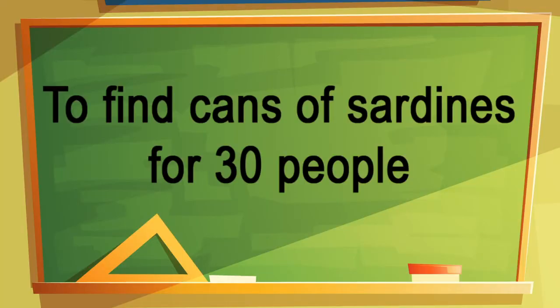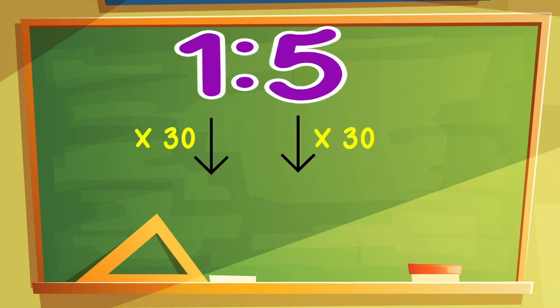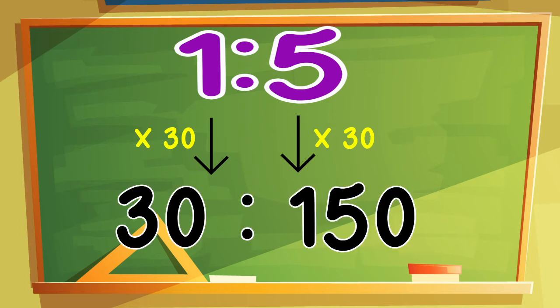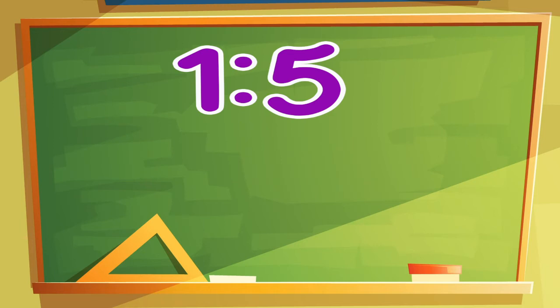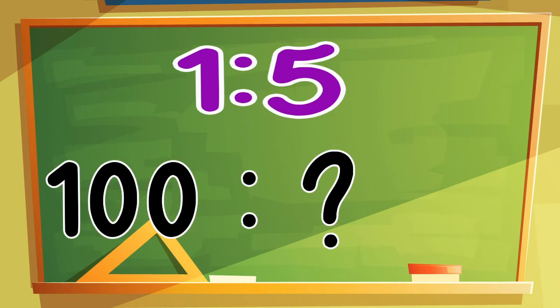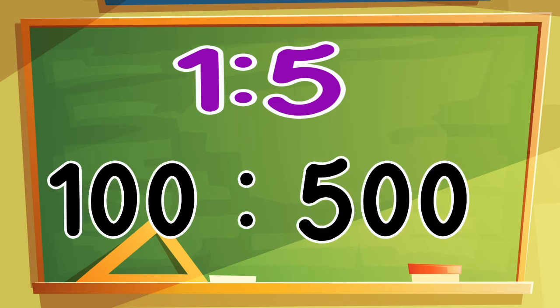So, to find the number of cans of sardines for 30 people, we need to multiply the 5 cans of sardines in the same way we multiplied the number of people. So, I need to prepare 150 cans of sardines for a village of 30 people. Now your turn. How many cans of sardines are needed for a town of 100 people? Awesome! We need 500 cans of sardines for 100 people. I wonder if we have enough.